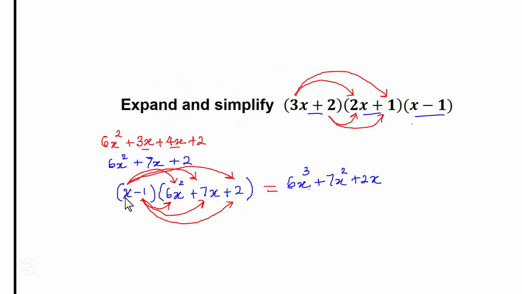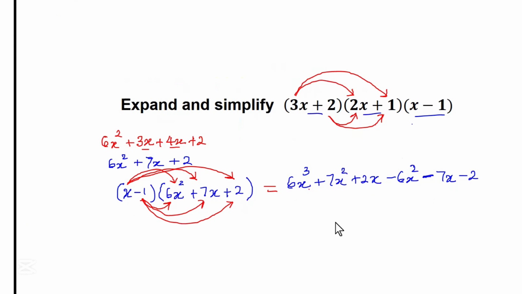Now we're done with the first term. Let's move to the second term of the first bracket. Negative 1 times 6x squared gives us negative 6x squared. Negative 1 times positive 7x will be negative 7x. And negative 1 times positive 2 will give us a negative 2.